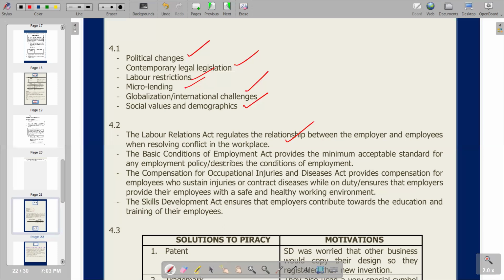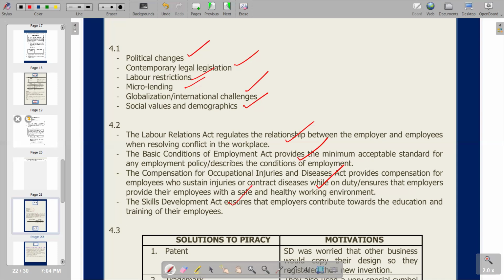And then we have the BCEA, which provides the minimum conditions of employment. Then the third one is the act on occupational injuries and diseases, that is, diseases contracted while on duty, which ensures a safe working environment. Then the fourth one, we've got the Skills Development Act, which ensures that employers contribute towards skills development. But our question obviously requires 3, so out of these 4 we answer with 3.